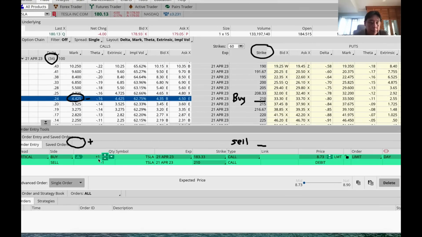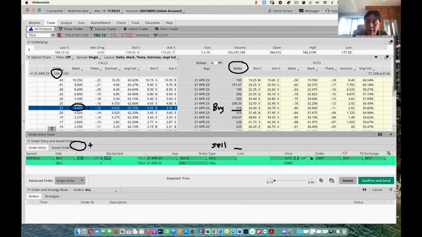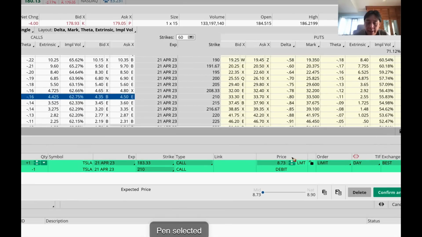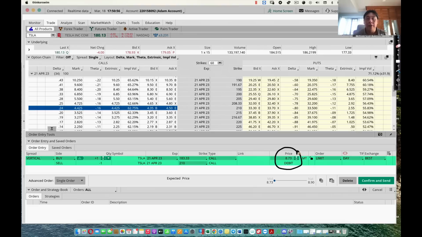All right. So you can see +1 means buy. Buy 183.33, minus 1 sell 210. So the net cost of the trade will be $8.73. If you recall from part 1 of the video, if we simply buy the call option, it costs us $13. But now, by using the bull call spread, it now costs us only $8.73. So it lowers the cost of the trade and lowers the risk, because the most we can lose if we are wrong is $8.73.